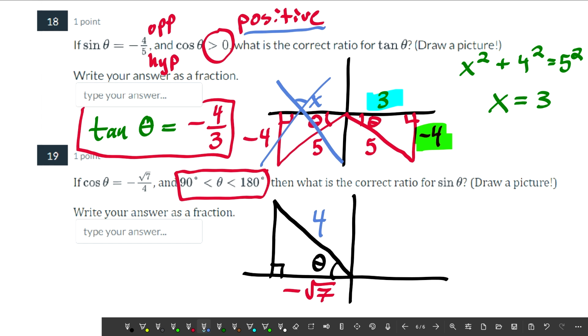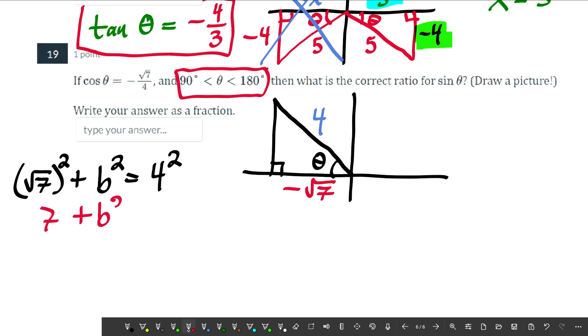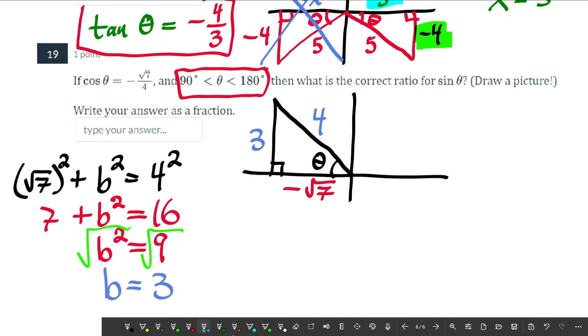And we need to find sine. So to find sine, we do need to know what this opposite side is. So I'm going to use the Pythagorean theorem. So square root of 7 squared plus b squared equals c squared, which is my 4 squared. So now we get 7 plus b squared equals 16. Subtract 7 from both sides. B squared equals 9. And the square root of both sides of this, b equals 3. And it is positive because it's going up on the y-axis. Sine of theta is our opposite over hypotenuse. So my opposite from theta would be 3. And my hypotenuse is 4. So my ratio should be 3 over 4.